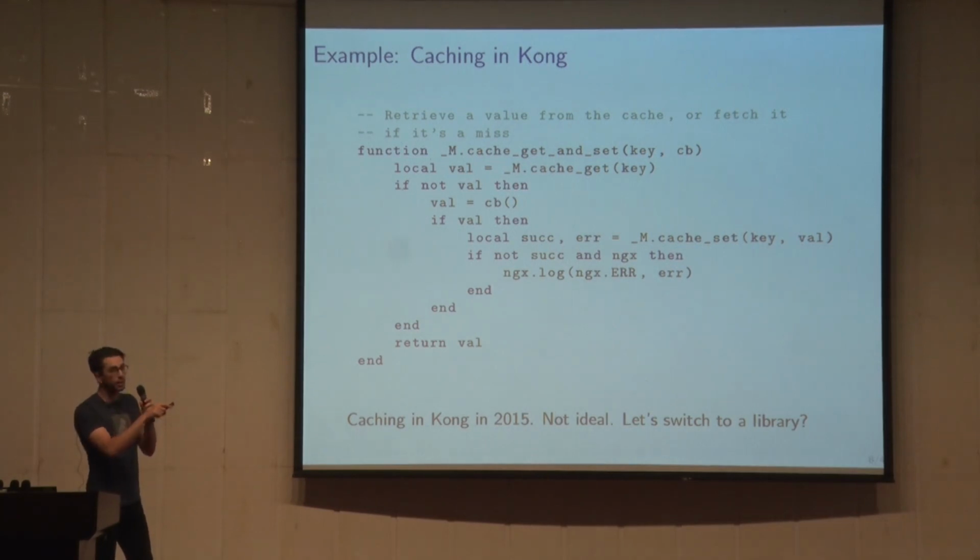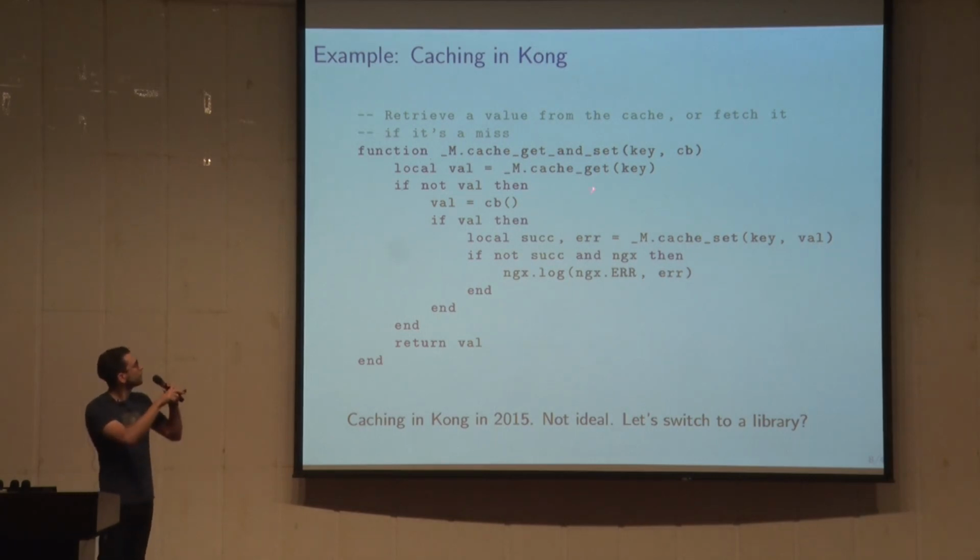Basically, it's called get and set, right? So kind of like get or set. So if we try to get a value from the cache, and it's not in the cache, there is a cache miss, then we go and fetch it from the callback, and whenever we get that value back, we set it. So the next call just hits get.